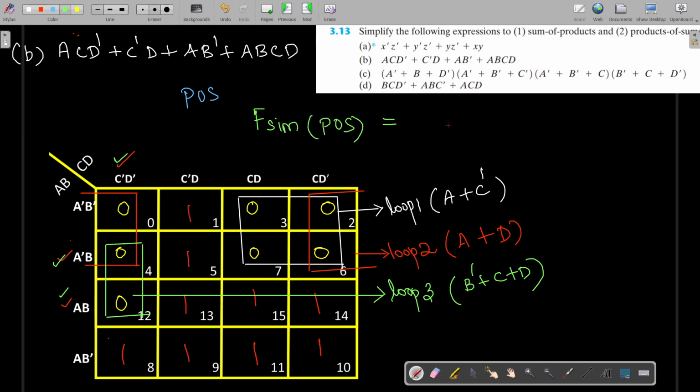That is equal to, the answer is A plus C dash first loop, then second loop A plus D, for the third loop it is B dash plus C plus D. So this is the answer.